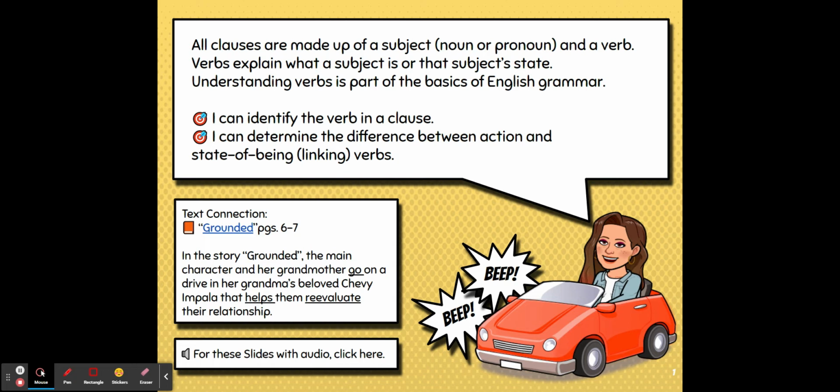Our learning targets today are: I can identify the verb in a clause, and I can determine the difference between action and state of being or thinking verbs. Our text connection is the story Grounded from our My Perspectives workbook.